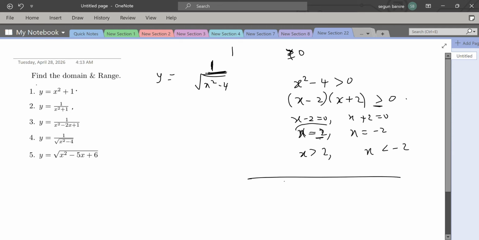So putting that on the range, we have minus 2, we also have 2. So x is greater than 2, meaning x is approaching infinity. x is less than minus 2, x is going to negative infinity. So that is the union of both. So this is the domain.